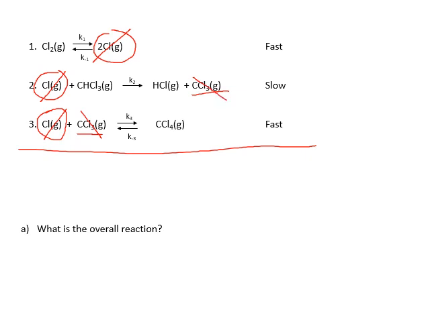So what we have left are the reactants and products in the overall reaction. We have chlorine gas reacts with CHCl3 gas to form HCl and carbon tetrachloride gas. This is our overall reaction.